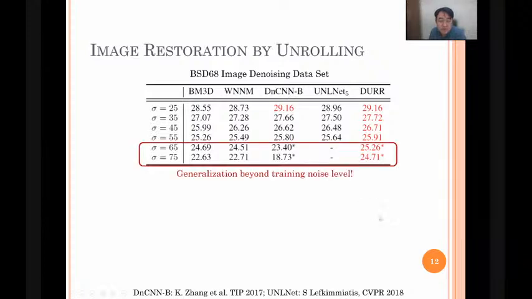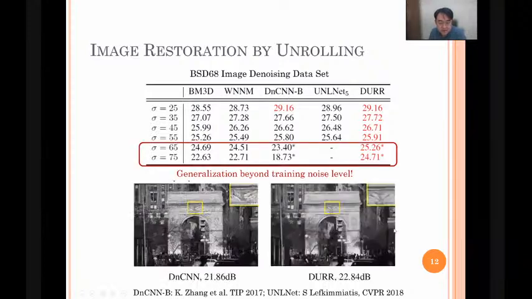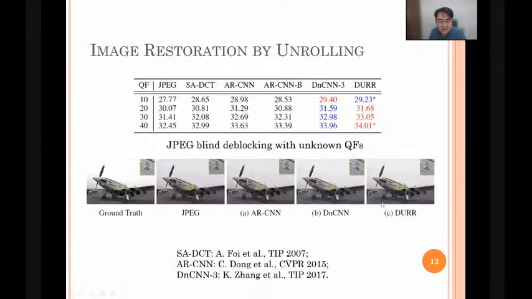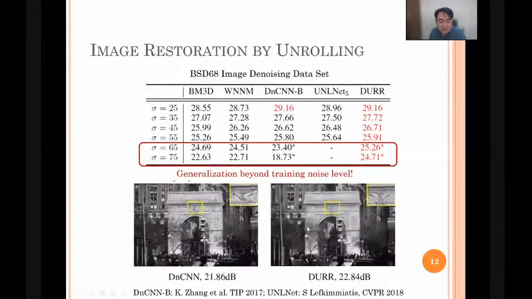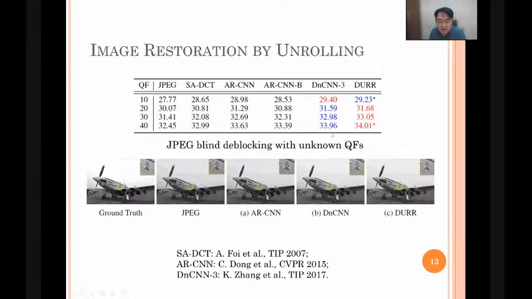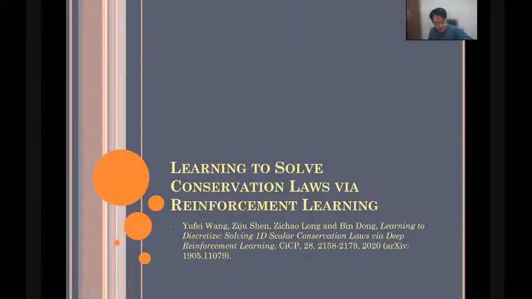That was supervised learning, and this is just a visual demonstration; I'll skip that. Instead of just image denoising, you can also do image deblocking, and we have similar findings as well. Now let me move on to the second problem.